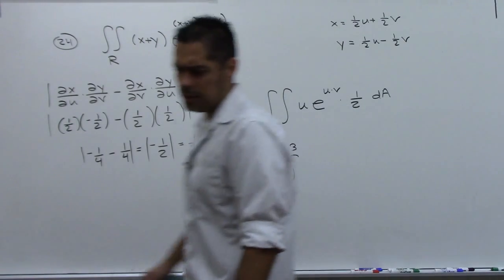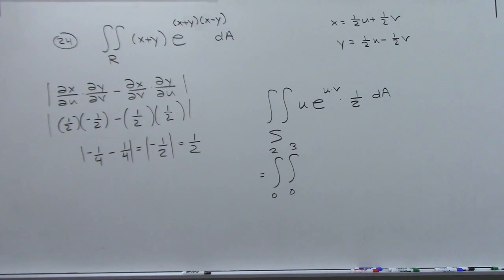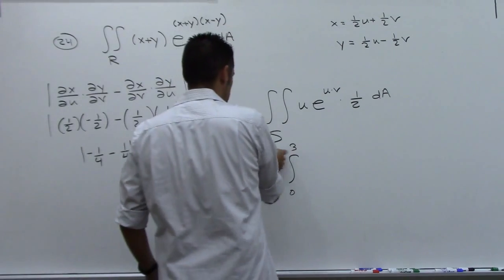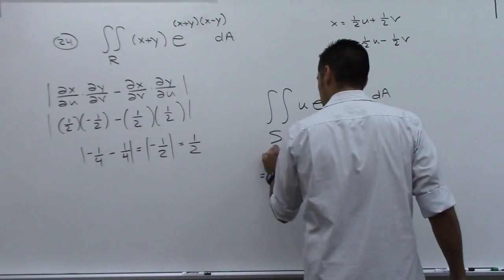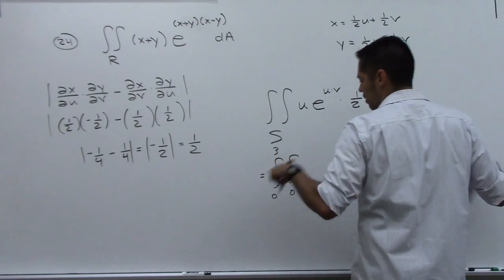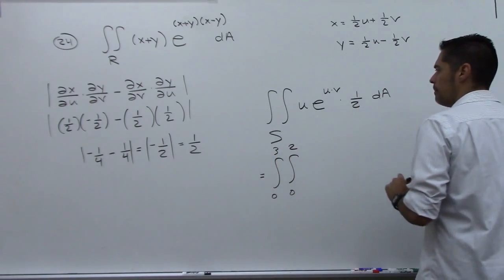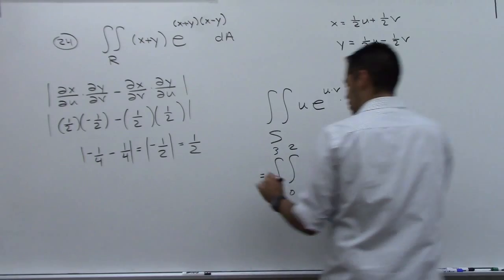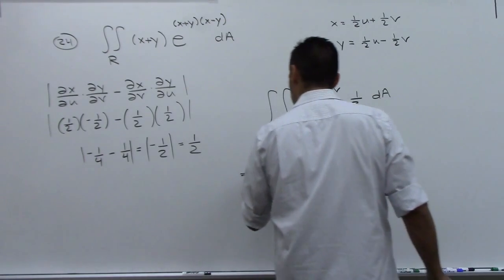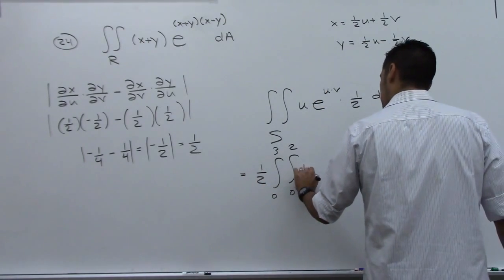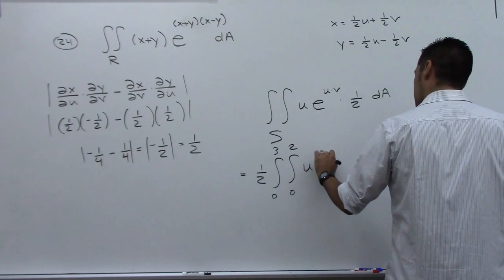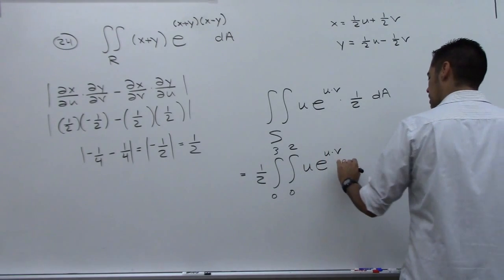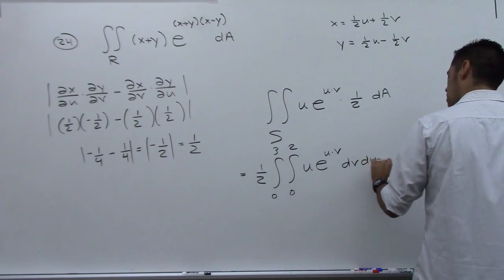Let me double check. I erased it. Oh no, restriction on u was, well, I can do it either way, but I was going to do u first. Or the v on the inside, u on the outside. So like that. And then we have the 1/2. I should probably just pull that 1/2 out now. And then u, e to the u times v, dv, du.